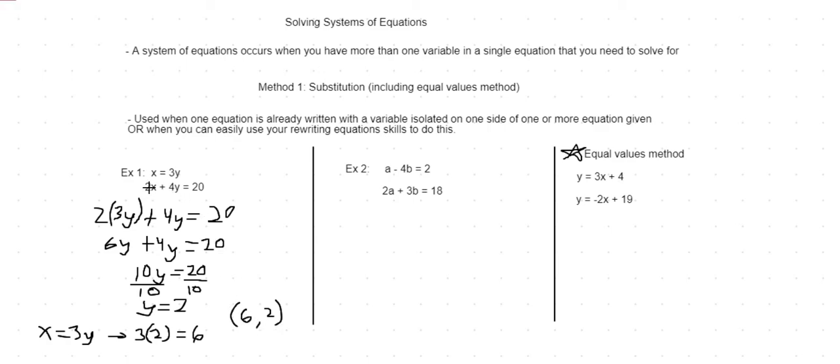If I wanted to check that, 2 times 6 is 12. Plus 4 times 2 is 8. 12 plus 8 is 20. So it fulfills the second equation as well. That's why it's a system. They have to both work.